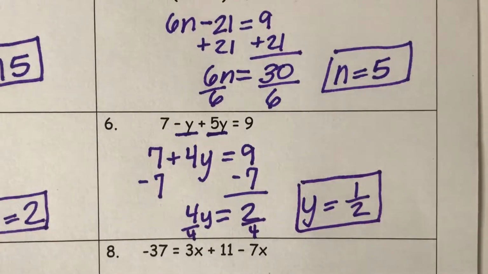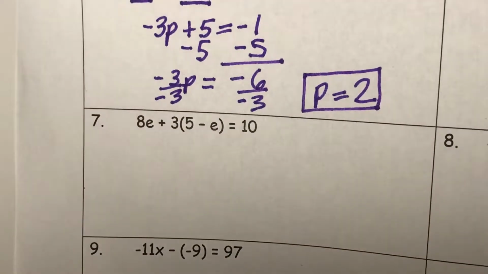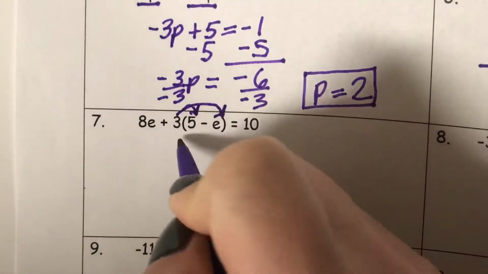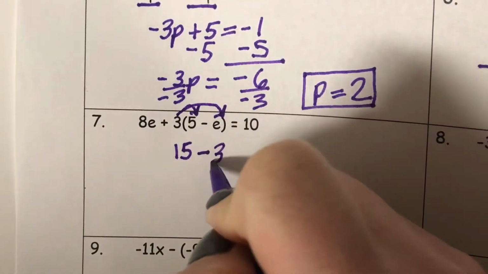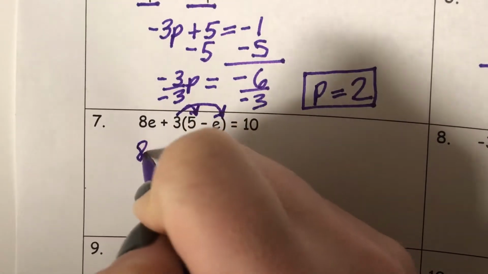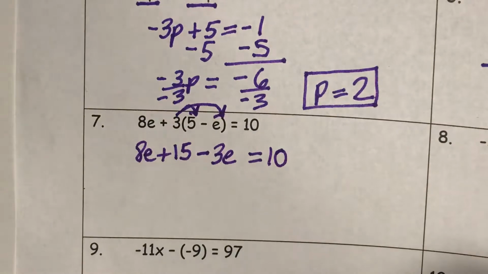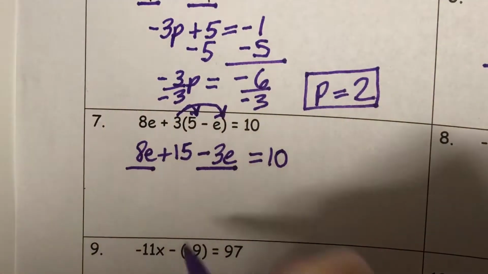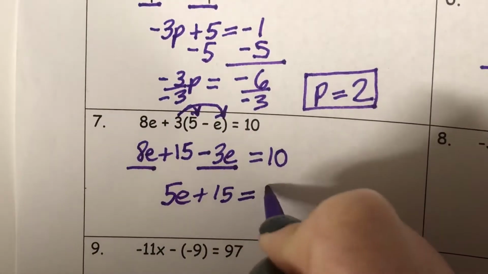All right, problem 7. A little bit of distributive again. 3 times 5 is 15, minus 3 times e is 3e. Bring down the 8e plus, everything equals 10. Combine your like terms. 8e minus 3e is 5e plus 15 equals 10.